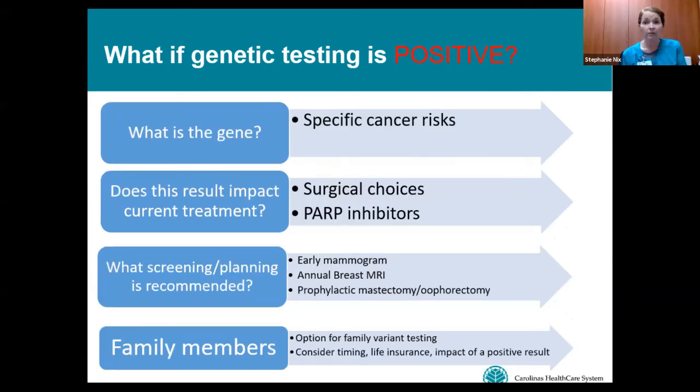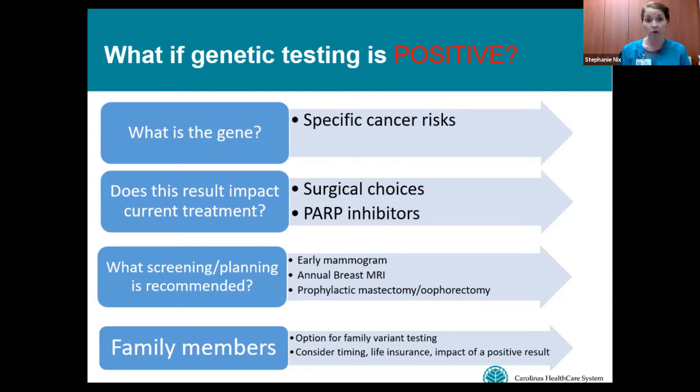All right, so what if this testing is positive? When we do genetic testing and we do one of these large panels, it's going to tell us every gene that was tested. And then for each result, is it normal or is it not normal? So when there is something positive or not normal, the first thing we're looking at is what is the gene? Does it actually relate to the breast cancer history that we have? Second, what does it mean for our treatment?